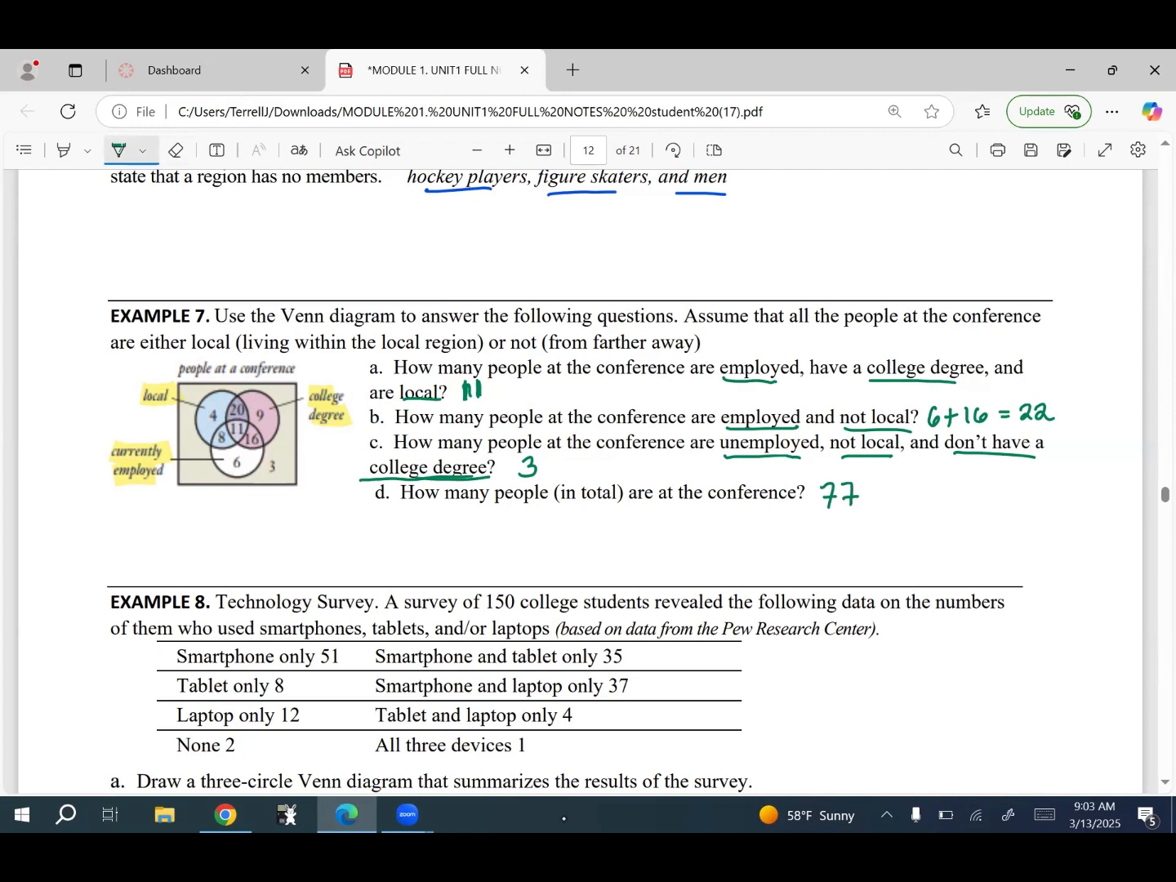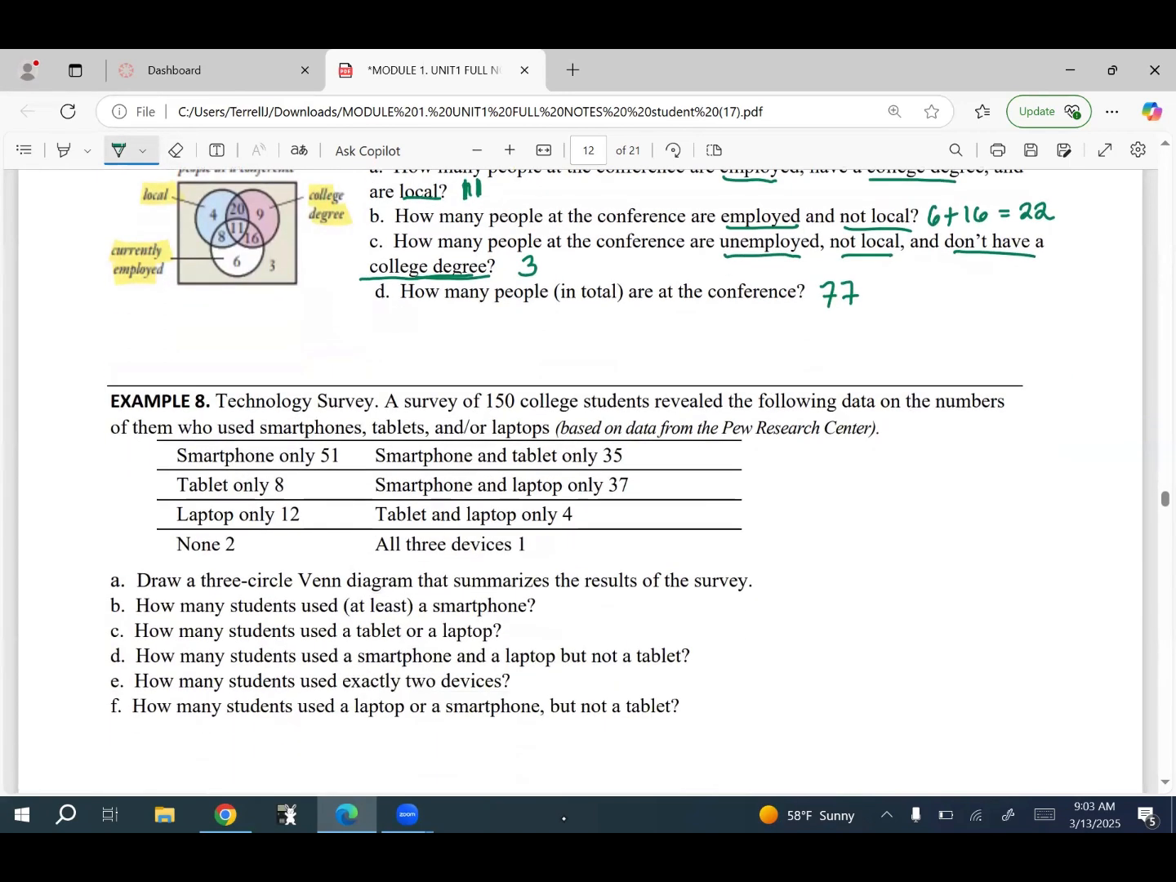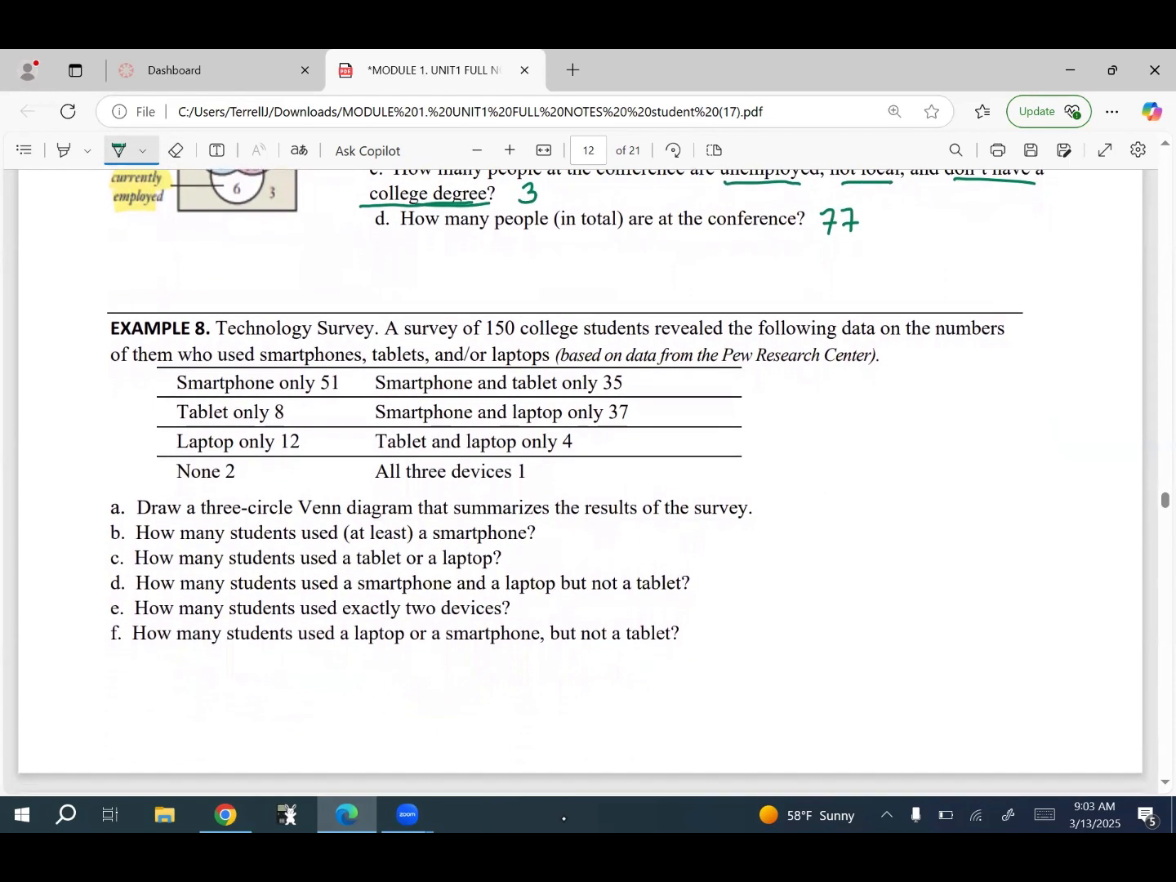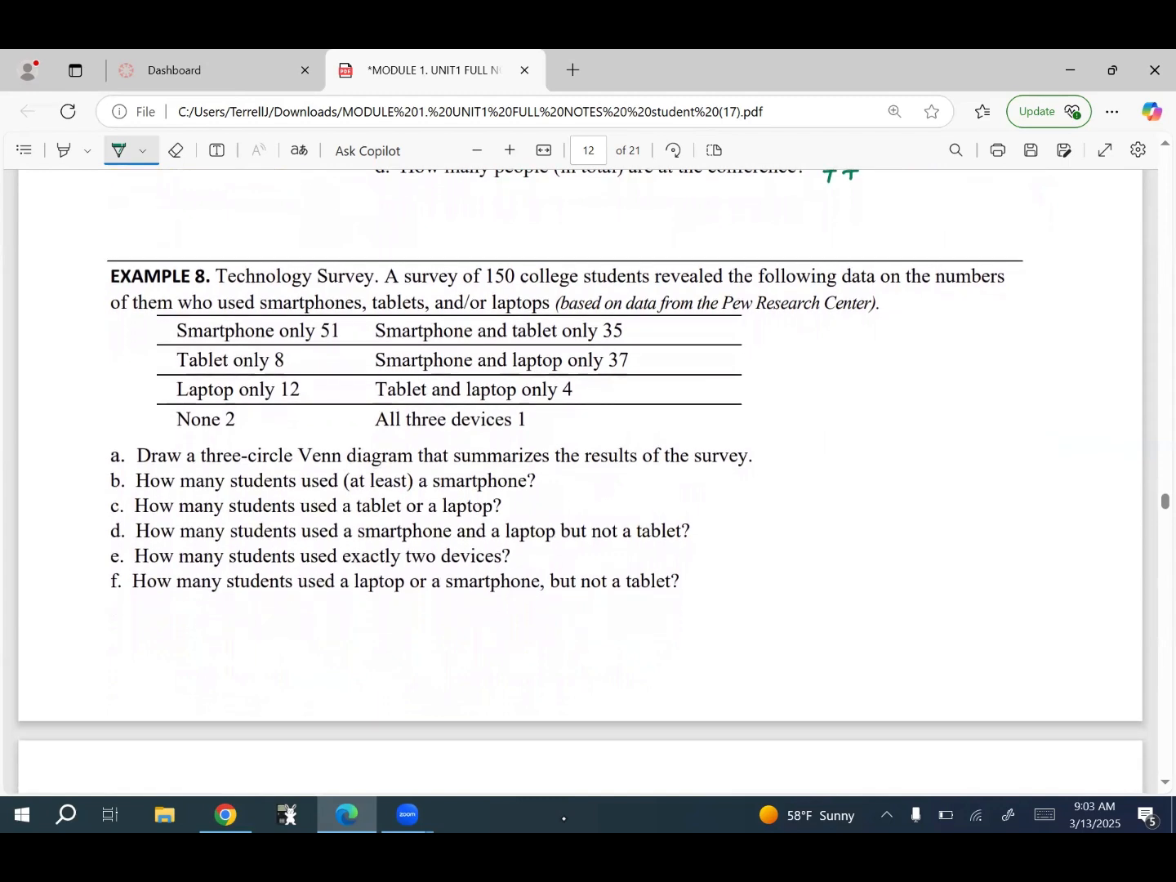Okay. And the last example we'll do is example 8. So here we have a technology survey. A survey of 150 college students revealed the following data on the numbers of them who use smartphones, tablets, and/or laptops. So we want to draw a 3-circle Venn diagram that summarizes the results of the survey. So from the question, I see that there are 3 sets: smartphones, tablets, and laptops. So let's draw the 3 sets, and I'll do that right here.